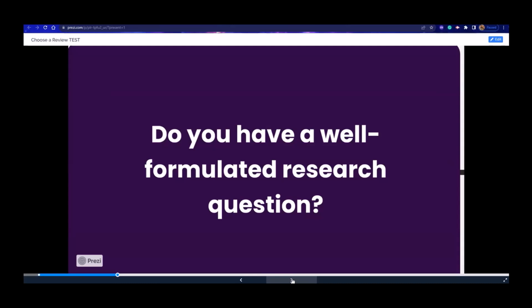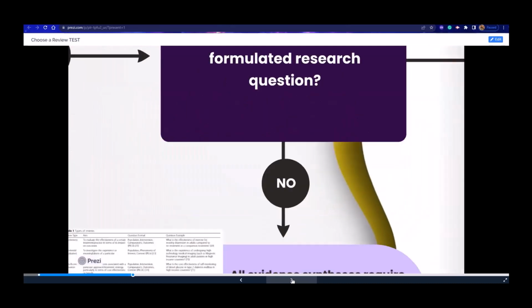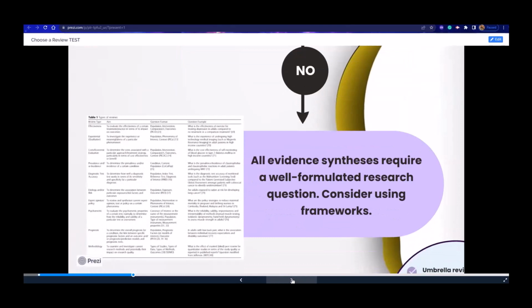And you need to know, if you're going to figure out what kind of review you want to do, you have to have a well-formulated research question. So let's start with saying, no, I do not have a well-formulated research question. What do you do? Lauren, do you want to take this?